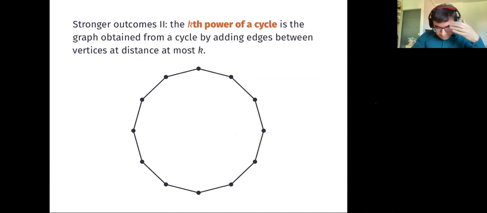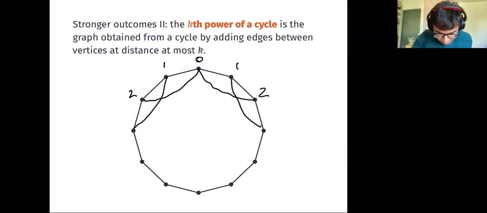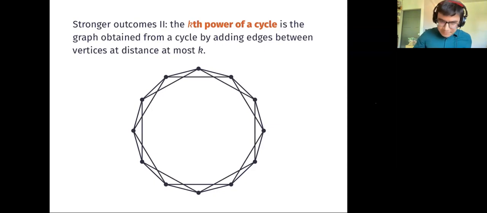And so a more complicated structure is the power of a cycle, so powers of cycles. So you start from a cycle and begin to add edges to this cycle, so you get the vertices at distance at most k, right? So if this is a vertex, this vertex is at distance 0 from itself. You have vertices at distance 1, distance 2, etc. And if I want the square of a cycle, the second power of a cycle, I will have to add these edges to 0, and these edges, and these edges, and so on. And if you do this, you will get this graph over here.